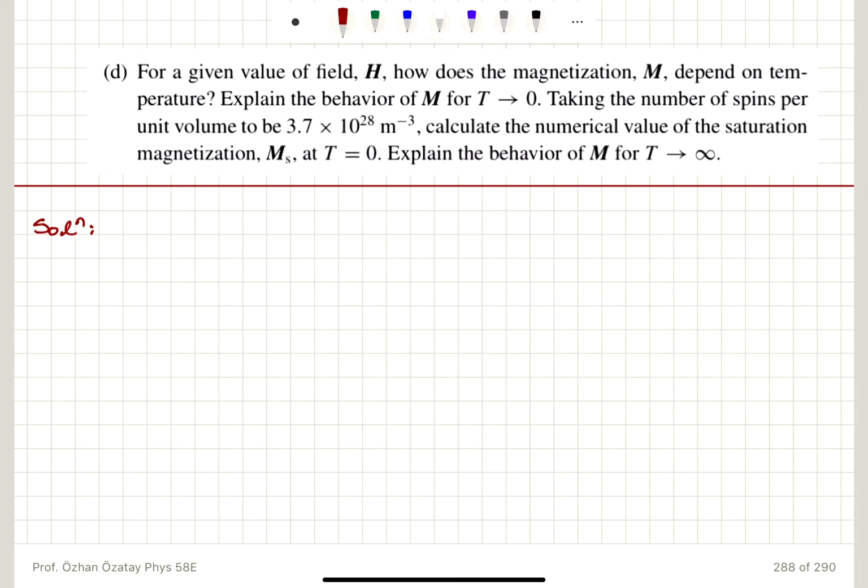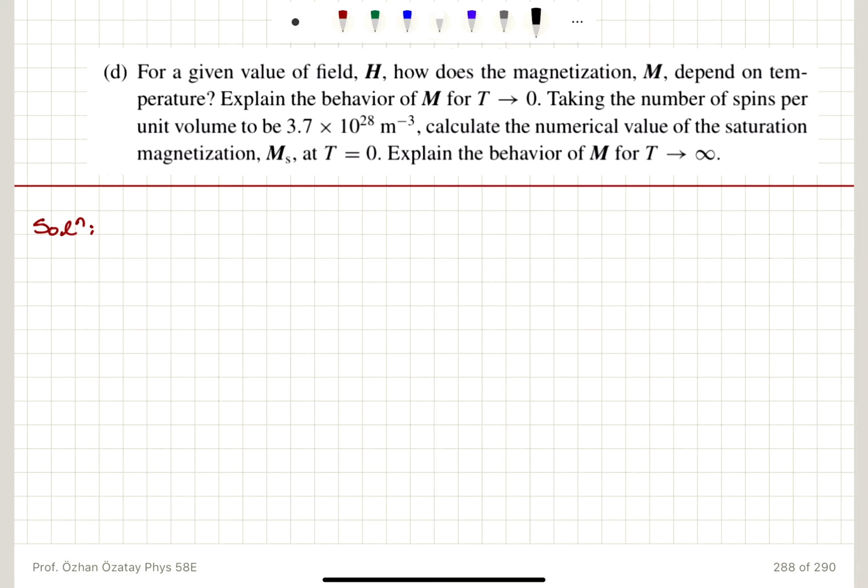Now, for a given value of field H, how does the magnetization M depend on temperature? Explain the behavior of magnetization for T approaching 0, taking the number of spins per unit volume to be 3.7 times 10 to the 28 per meter cubed. Calculate the numerical value of the saturation magnetization Ms at T equals 0. Explain the behavior of magnetization for T approaching infinity.